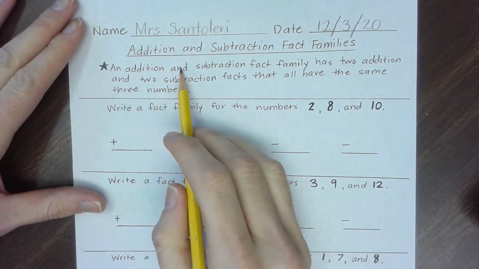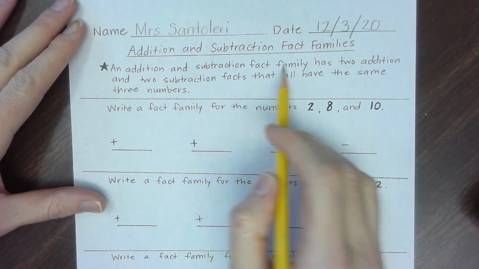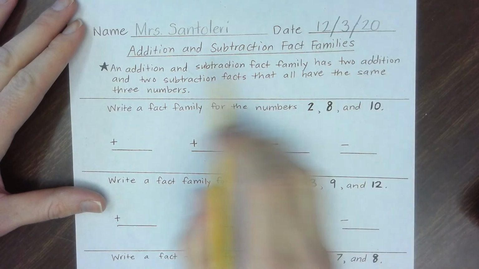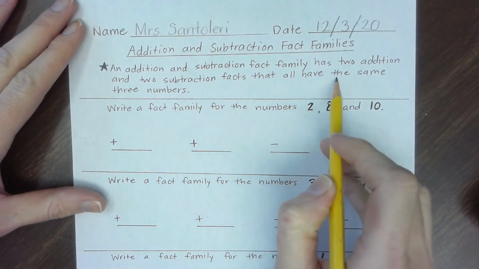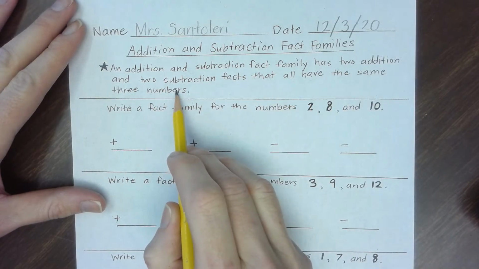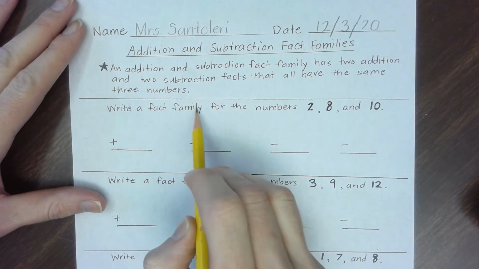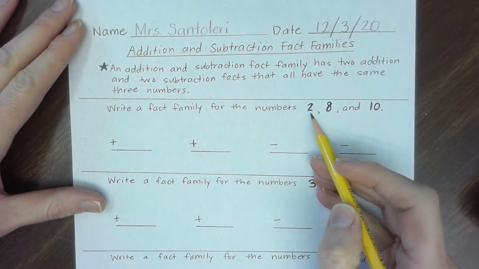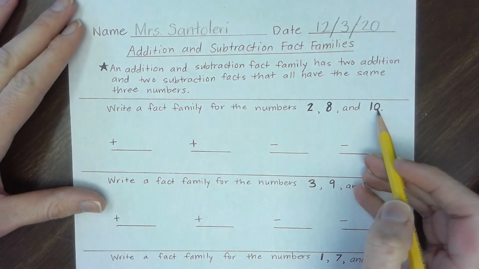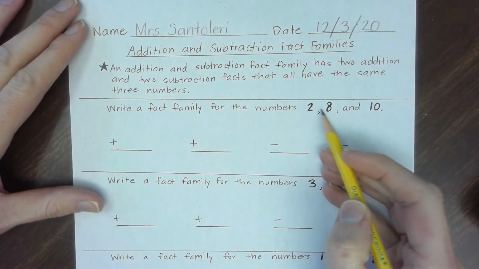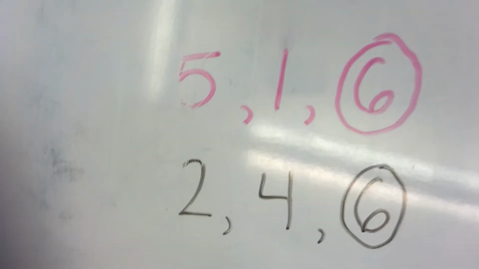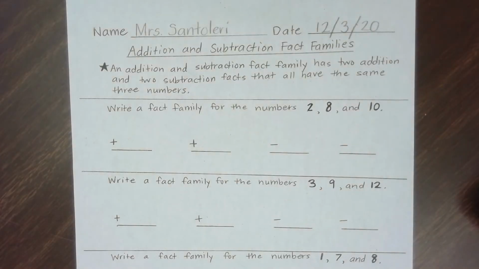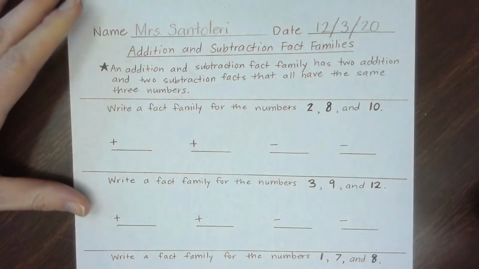An addition and subtraction fact family has 2 addition and 2 subtraction facts that all have the same 3 numbers. Write a fact family for the numbers 2, 8, and 10. So, we are given the 3 numbers, just like when we're using these boards. We're given 3 numbers, now we have to put together number sentences like that. I'm going to help guide you through how we do this.